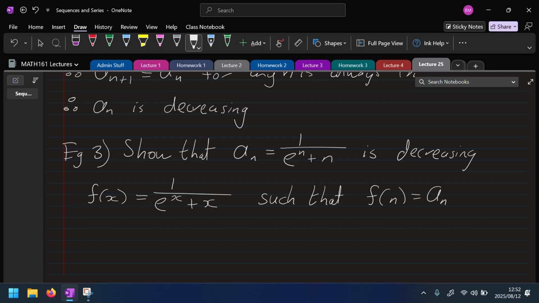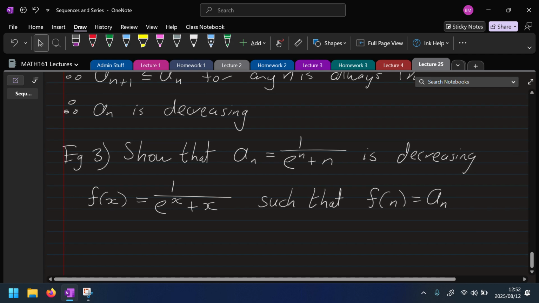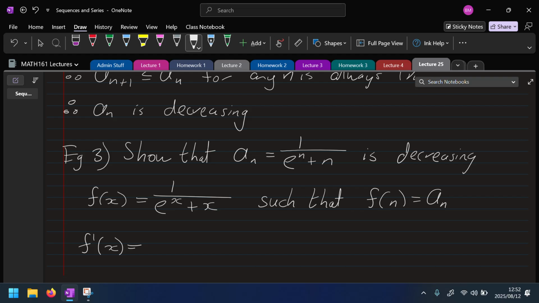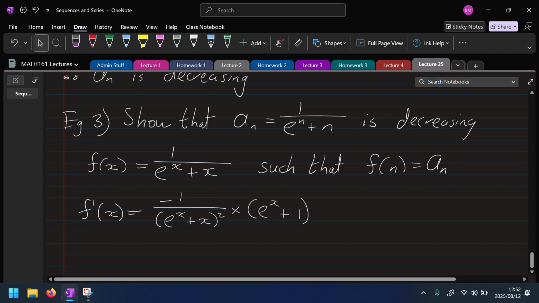But now the nice thing about f(x) with the continuous variable x is we can do a derivative. So let's do a derivative here. Right, you can't do a derivative with the sequence because it's n. You can't do any calculus with that. But f(x), we certainly can. So this is going to be minus 1 over (e^x plus x) squared times, and then the derivative of the bottom, that's e^x plus 1. Now you can put in whatever x you like. This is always going to be negative.